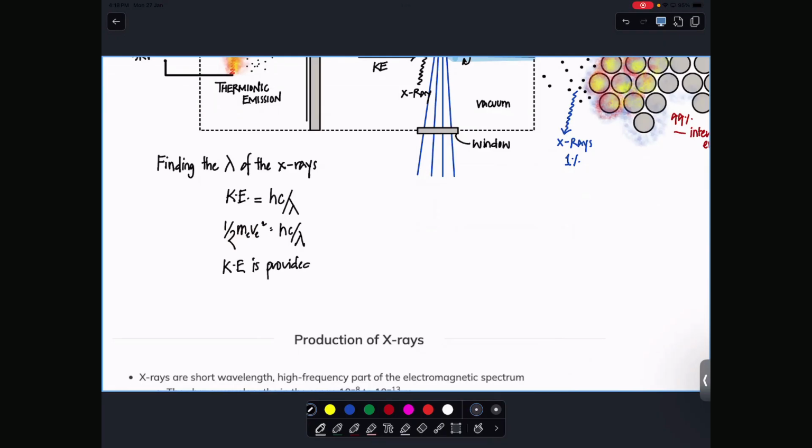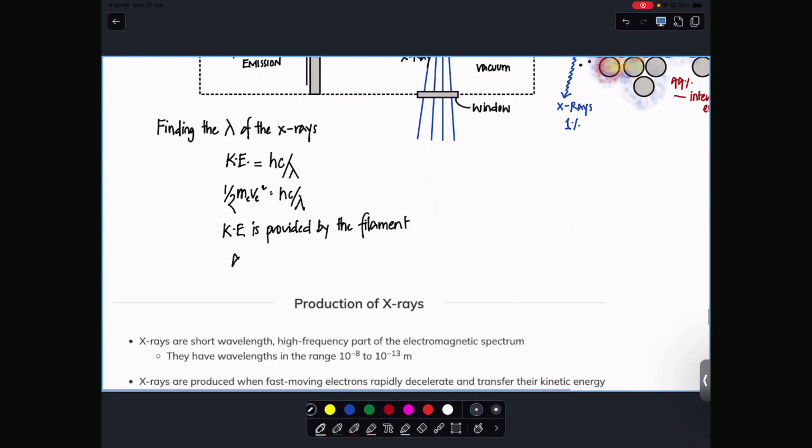The filament, provided by the filament, because the energy is coming from the filament. By the way, we are making an assumption here. What is that assumption once again? That the electron that's been released came from the surface, right? But in reality the electrons come from inner layers, so they will have less energy. So here you can say QV is equal to hc by lambda, and using this equation you can find out the wavelength of your X-ray.